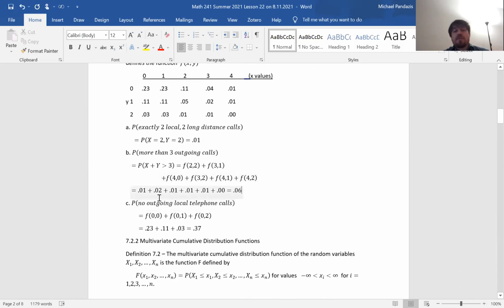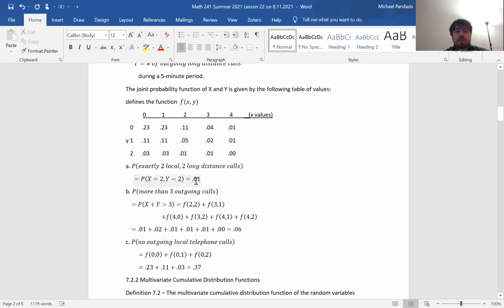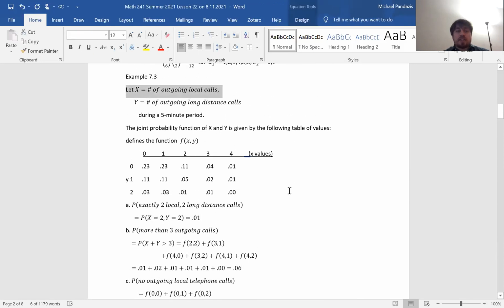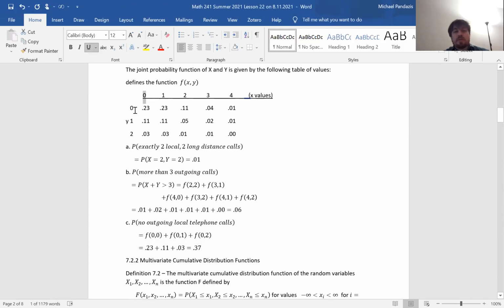C, what's the probability of no outgoing local telephone calls? Okay, I went directly to the values of the function. We want the probability that there are no local. The local ones are the values x, right? So to have no local telephone calls, you want x to equal 0. So if x is 0, then y could be 0, y could be 1, or y could be 2, and you add them. And so you add these probabilities, you have 0.23 plus 0.11 plus 0.03 right here. And so you add that and you get 0.37.